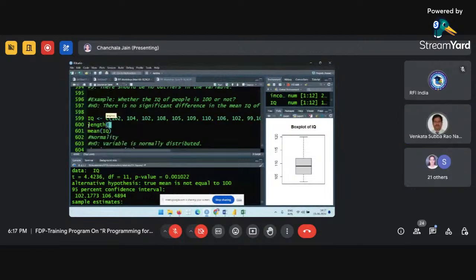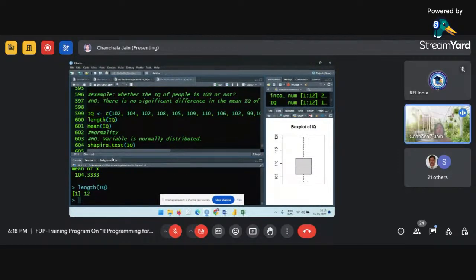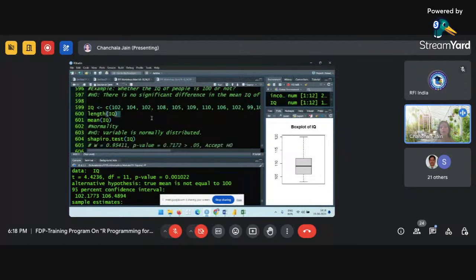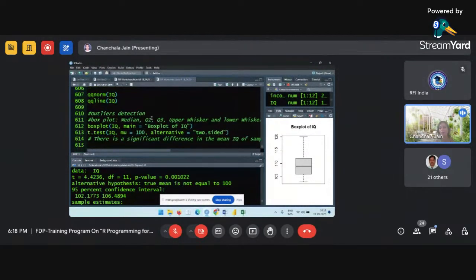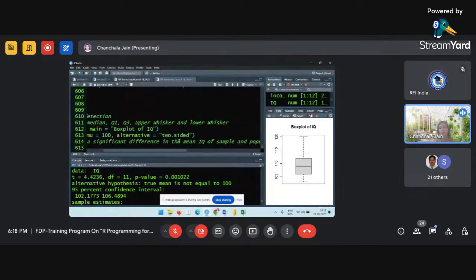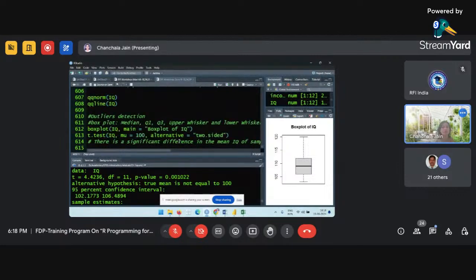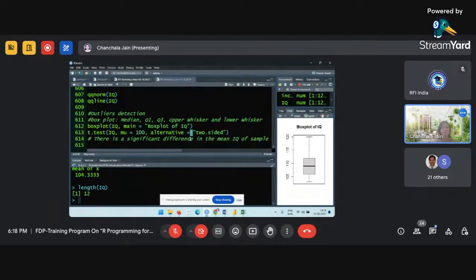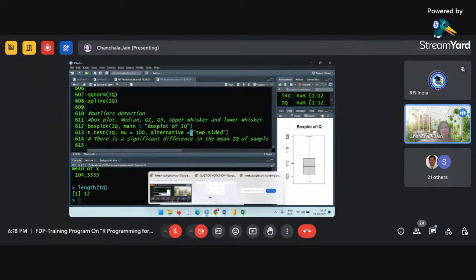Good, madam. Yeah. So degrees of freedom should be 11. So now I think outputs are correct. And p value is again less than 0.05. So the conclusion will remain same. We will conclude that there is a significant difference in the mean IQ of sample and population. I hope it is clear to everyone. May I proceed with the next test now?